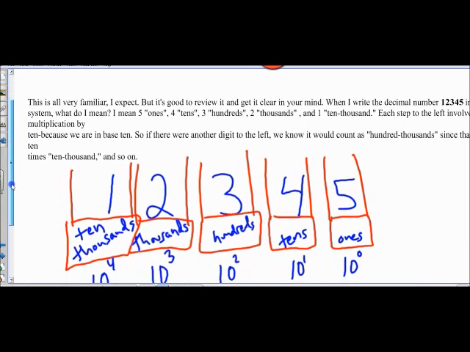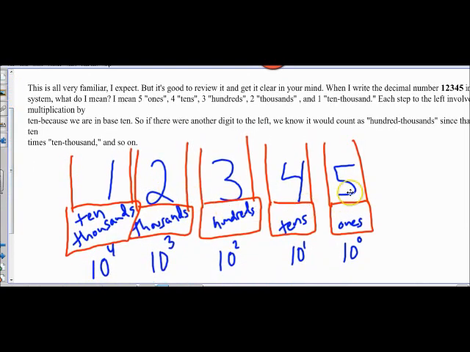We know that it's very familiar. We know that if I have 1, 2, 3, 4, 5, that would mean 1 10,000, 2 thousands, 3 hundreds, 4 10s, and 5 1s, and we add all those together, the expanded form, we get 12,345.